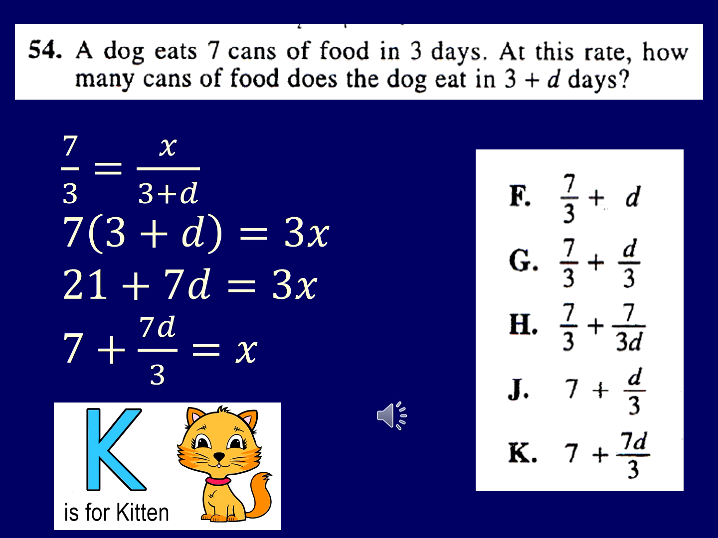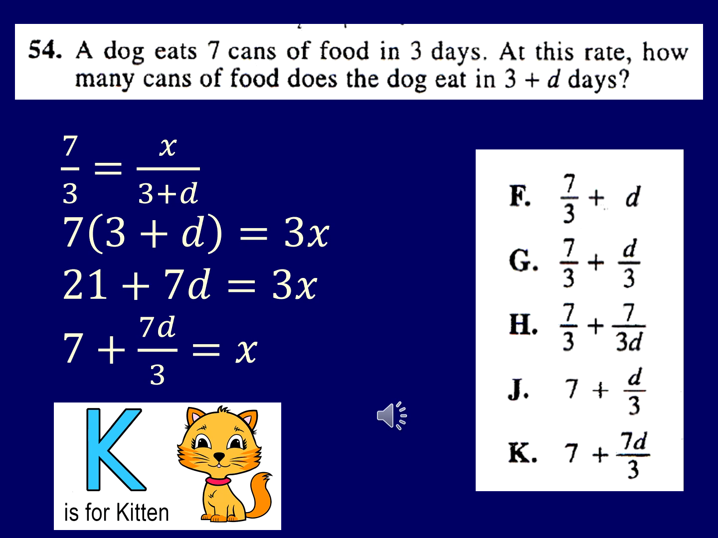So I started out by setting up a proportion. I love solving things with proportions, and there's a lot of things you can do that with. Here I put 7 cans of dog food over 3 days, 7 over 3. We want to find out an amount of dog food, so I put X on top, and it tells us we want to know about 3 plus D days. And so that's what I put on the bottom.